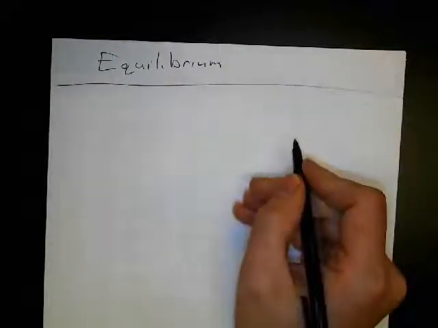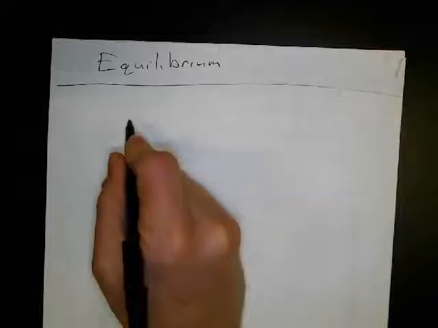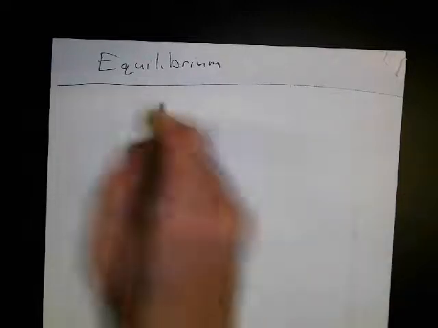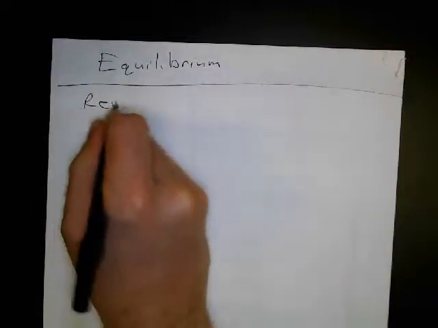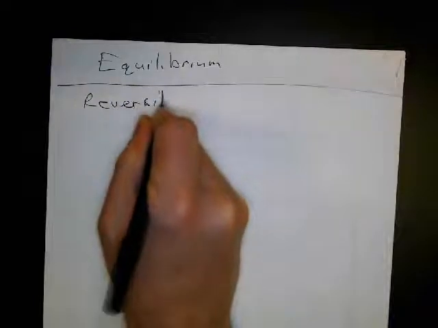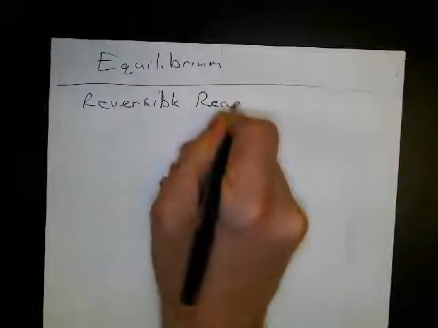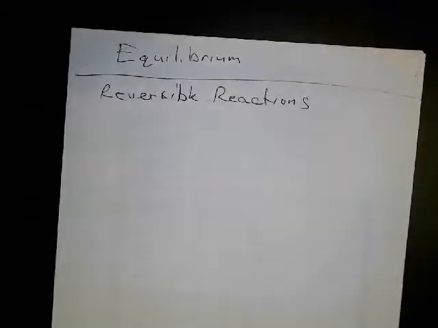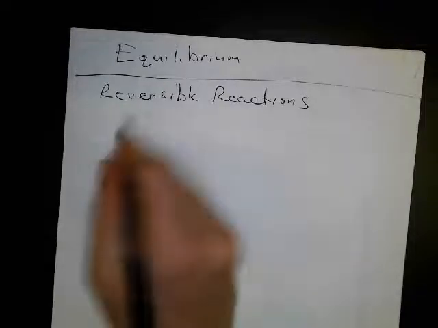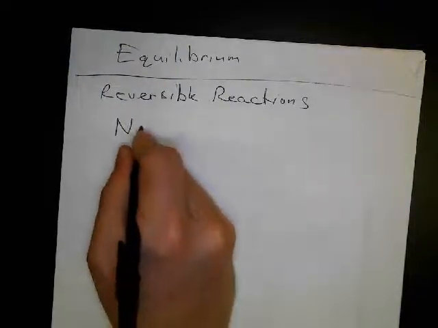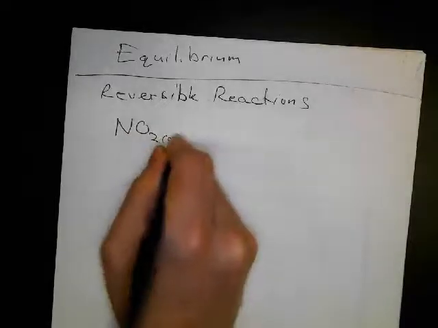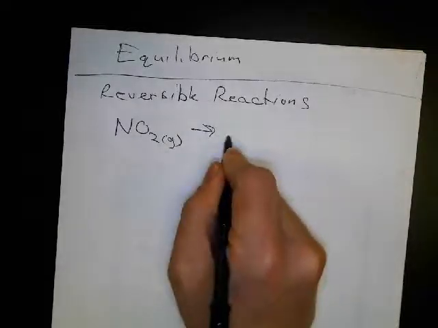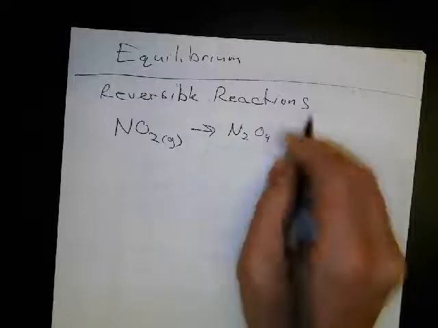We're going to continue the idea of rates by talking about the idea that reactions can actually go forward and backward. There are some reactions out there called reversible reactions. A very famous example of this is a gas in our atmosphere called nitrogen dioxide, NO2. It undergoes the following reaction where it turns into N2O4, dinitrogen tetroxide.